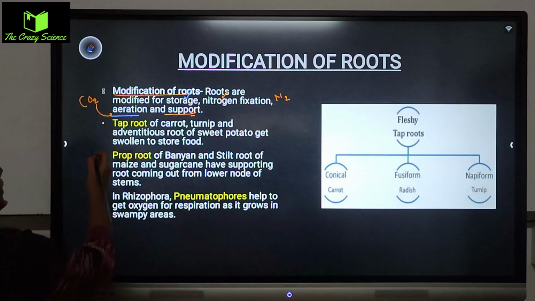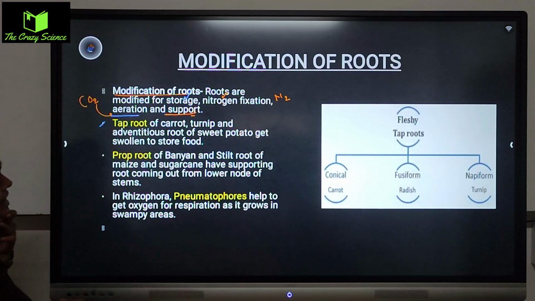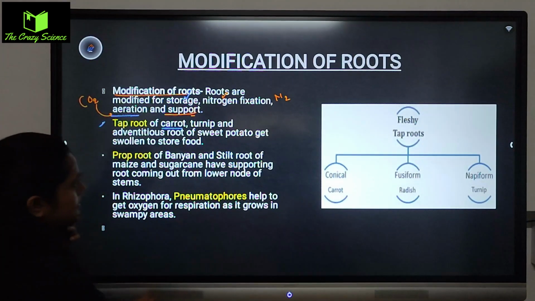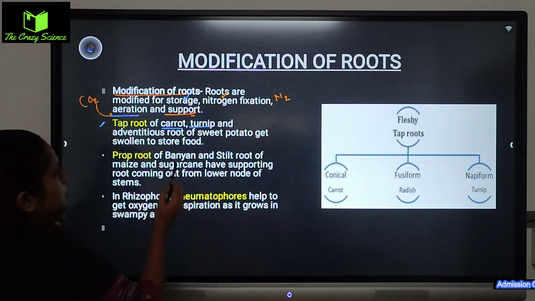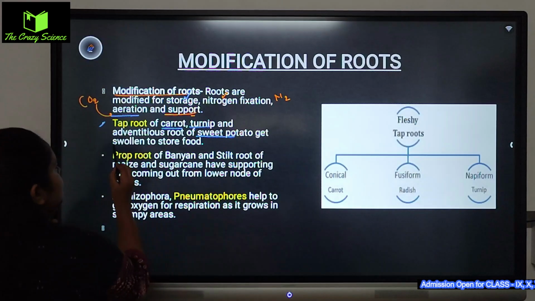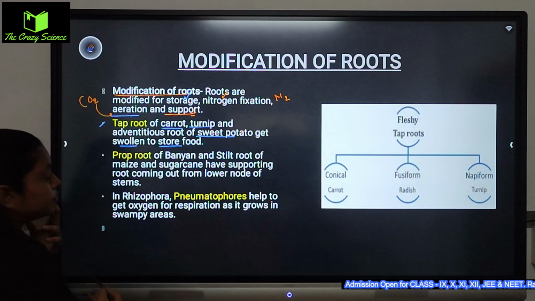Alright, so three type of root I have mentioned. Taproot. Taproot will be present in the carrot, turnip, and adventitious root of the sweet potato get swollen to store the body, store the food.